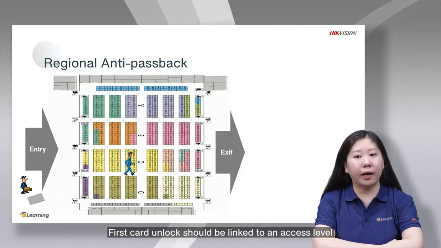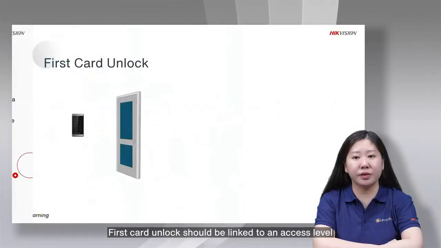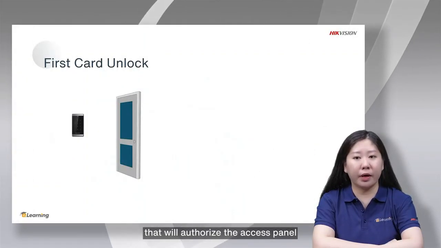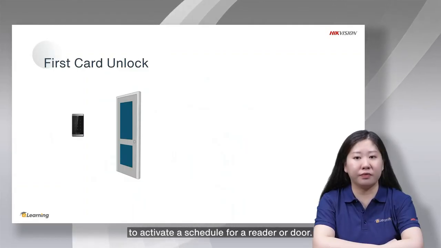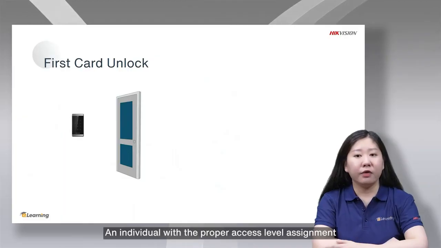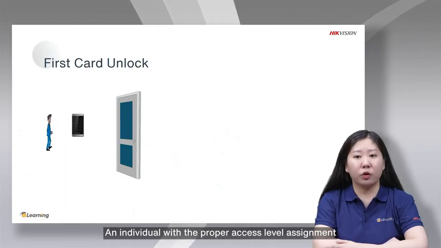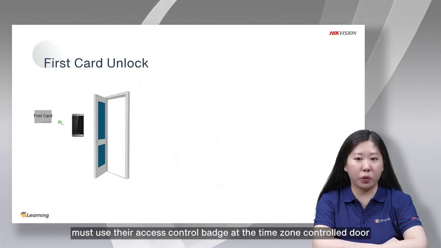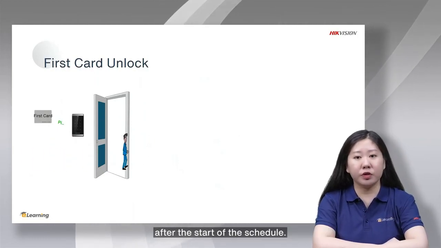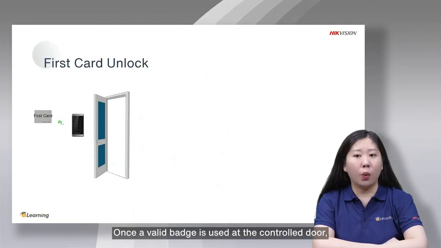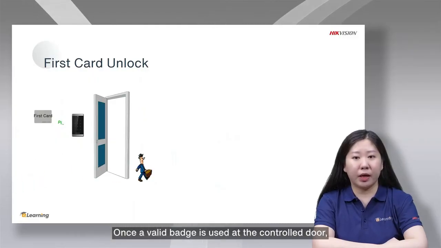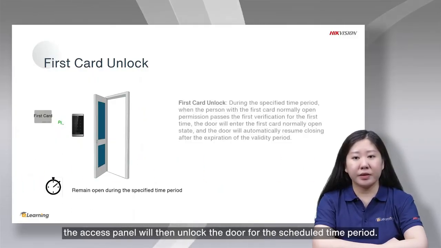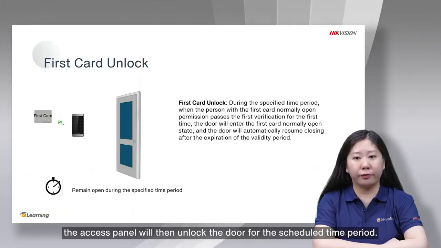First, the card unlock should be linked to an access level that will authorize the access panel to activate a schedule for a reader or door. An individual with a proper access level assignment must use their access control badge at the time-zone controlled door after the start of the schedule. Once a valid badge is used at the controlled door, the access panel will then unlock the door for the scheduled time period.